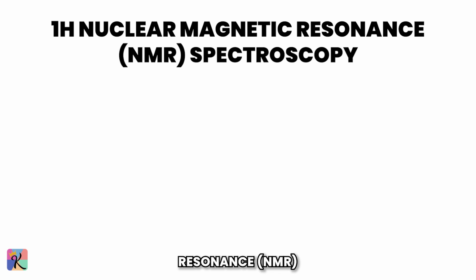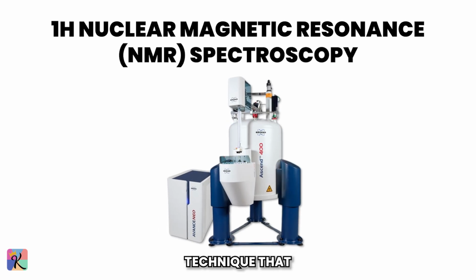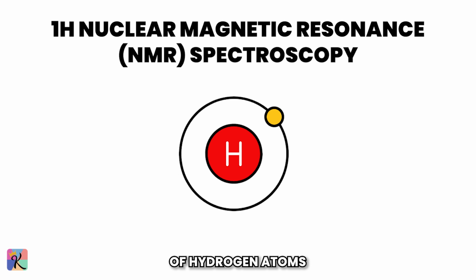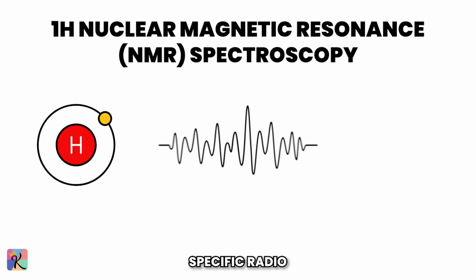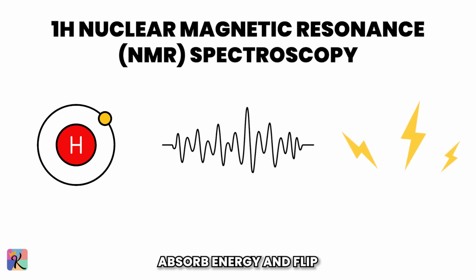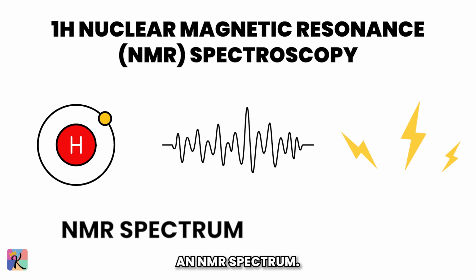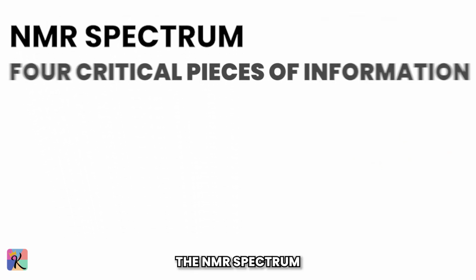Finally, we have 1H nuclear magnetic resonance (NMR) spectroscopy, a technique that uses radiofrequency radiation to probe the environment around hydrogen atoms in a molecule. In NMR, the nuclei of hydrogen atoms align in a strong magnetic field. When exposed to specific radio frequencies, they absorb energy and flip their spin states, which is detected and displayed as an NMR spectrum. The NMR spectrum provides 4 critical pieces of information.